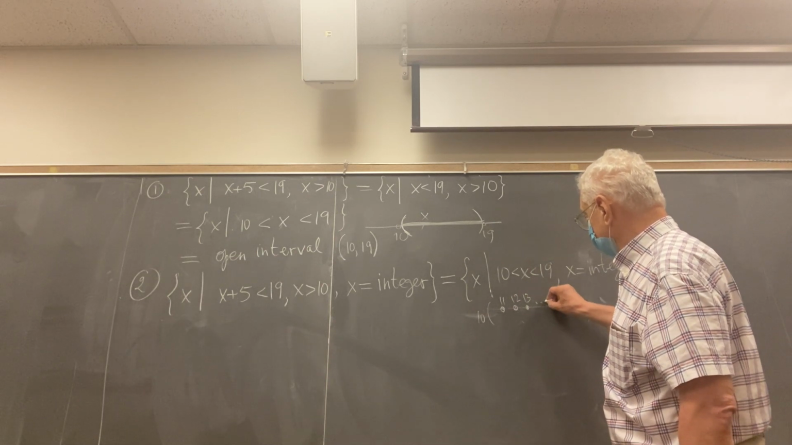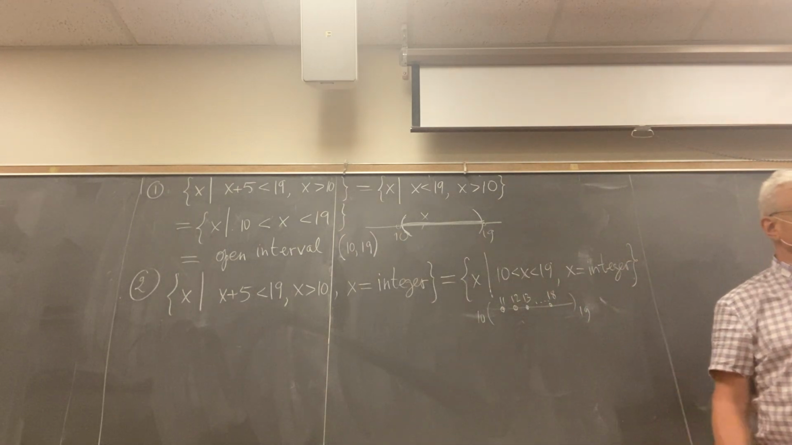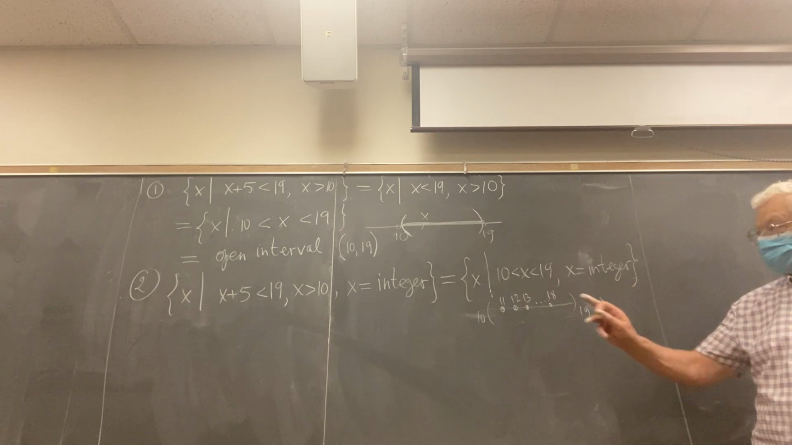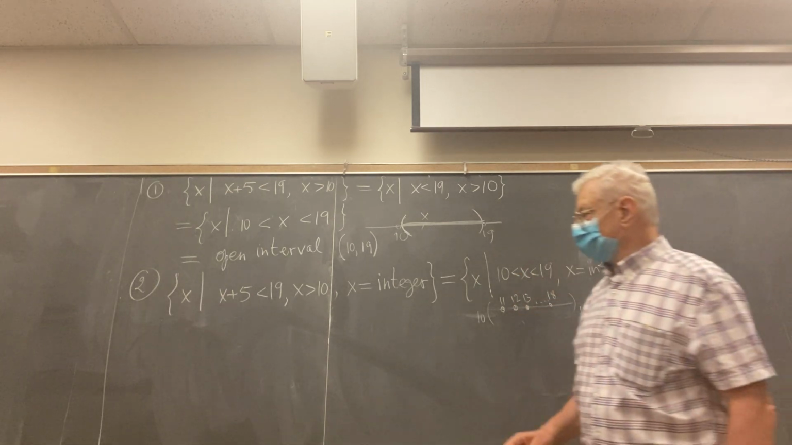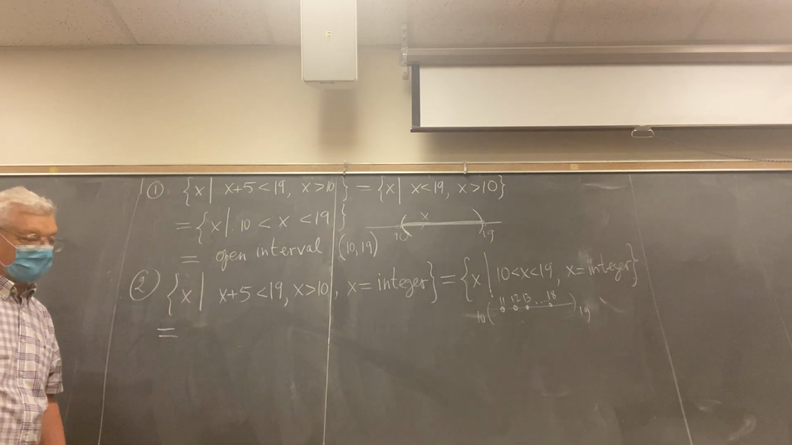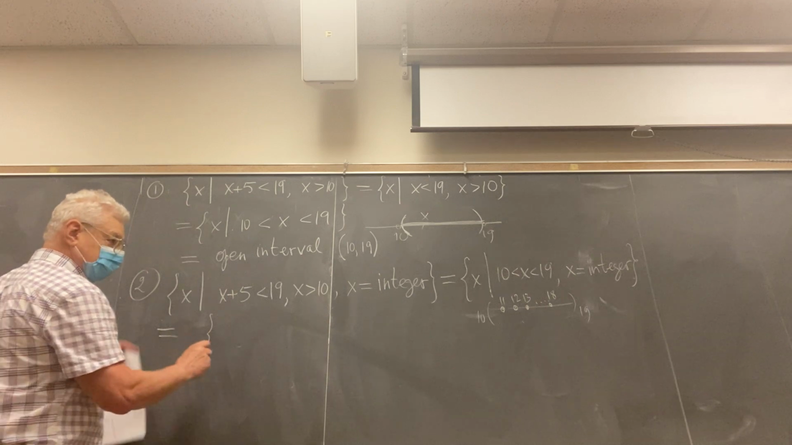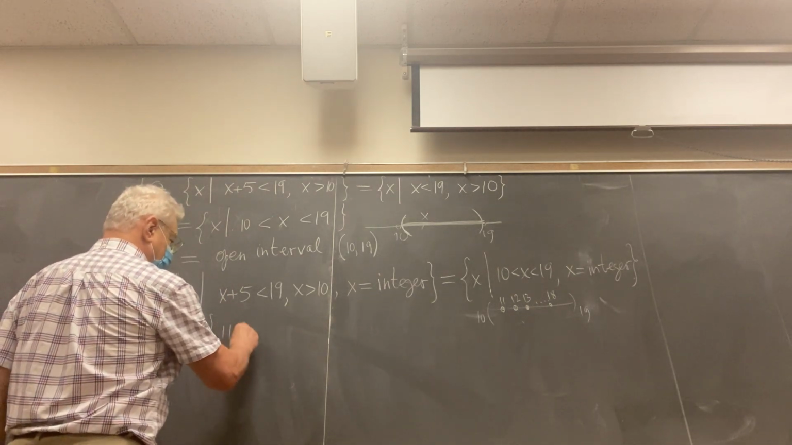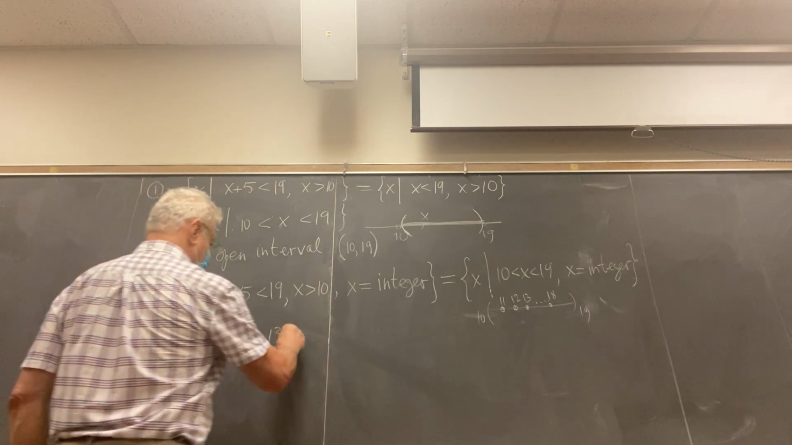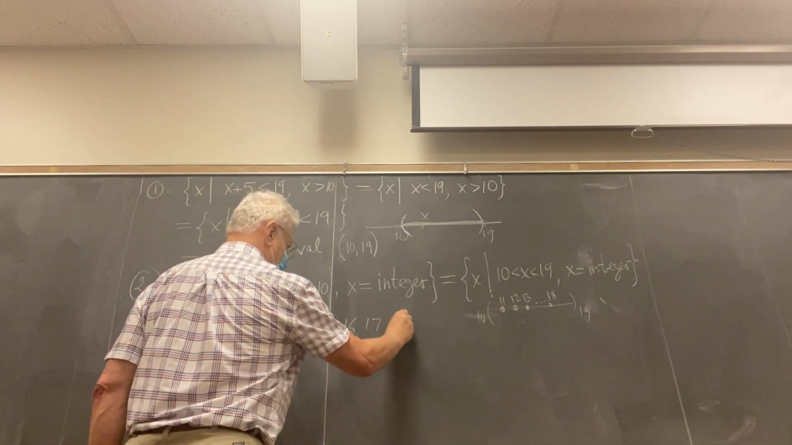Okay. Let me just write. And what is the last one? It is 18. 19 does not belong because it's strict inequality. So therefore, that set-builder description I can rewrite in the listing description. So what is that? It's just 11, 12, 13, 14, 15, 16, 17, 18.